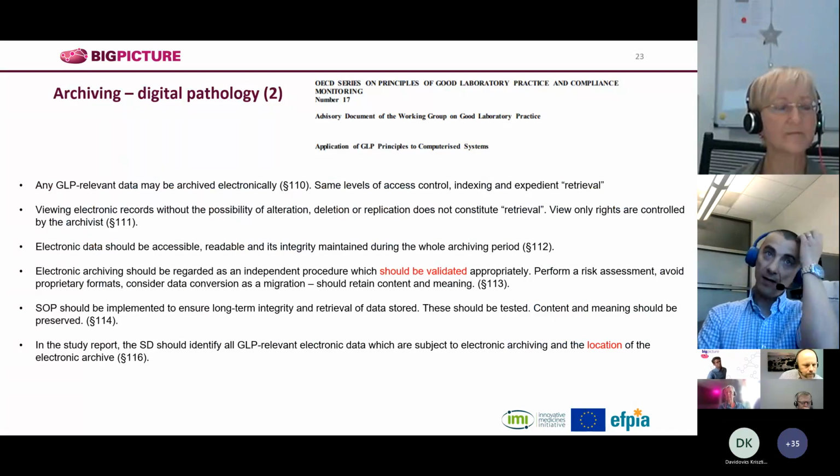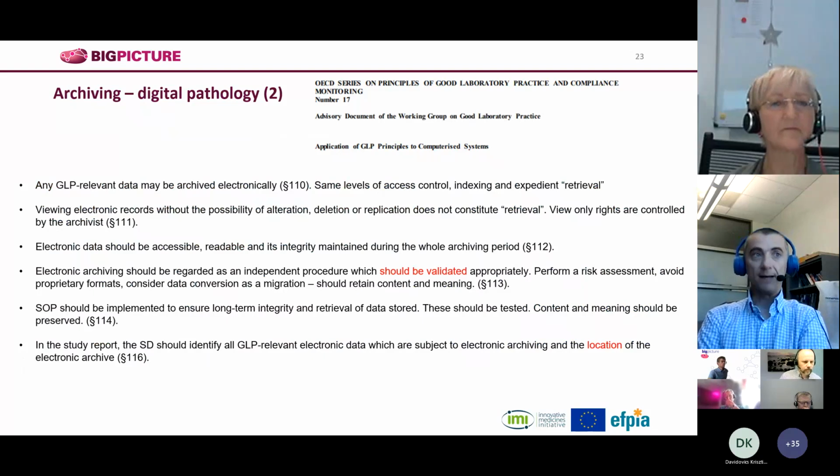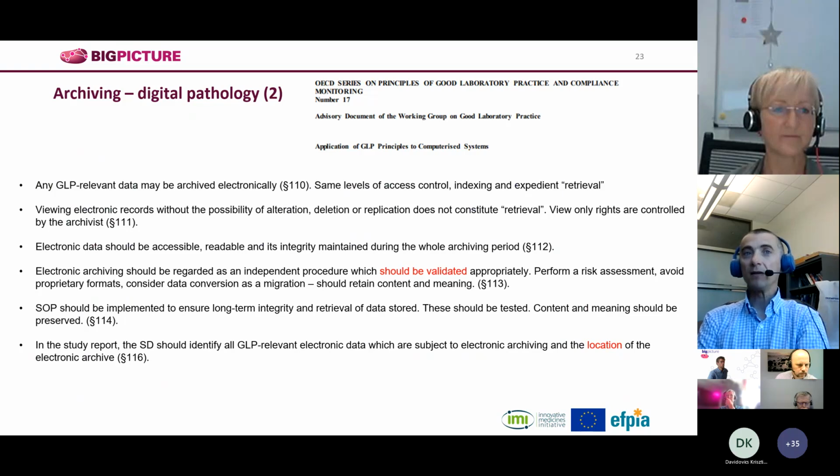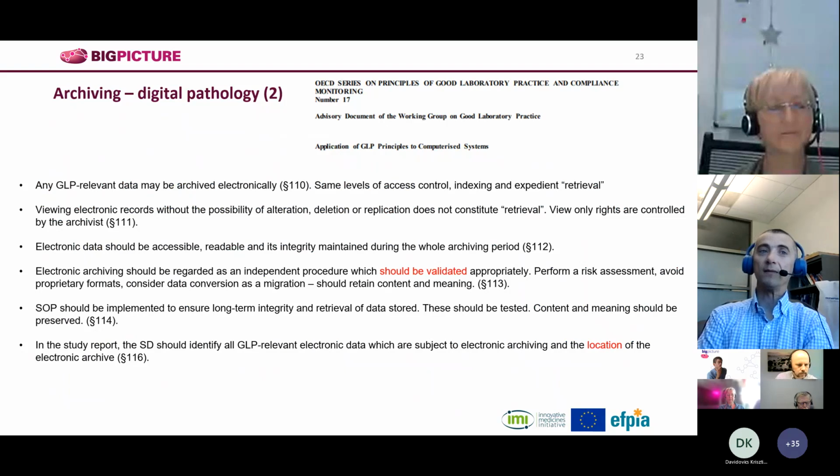So this is the guidance 17, which is referenced here. And that says a certain number of interesting things. First, yes, it's okay to use electronic archival for any GLP relevant data. So we can archive whole slide images. But the expectation is that we'll have similar access, similar levels of reassurance in terms of controlling the access, indexing the data, and being able to retrieve the data.